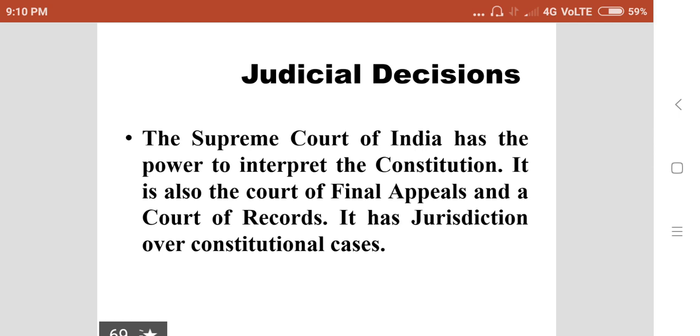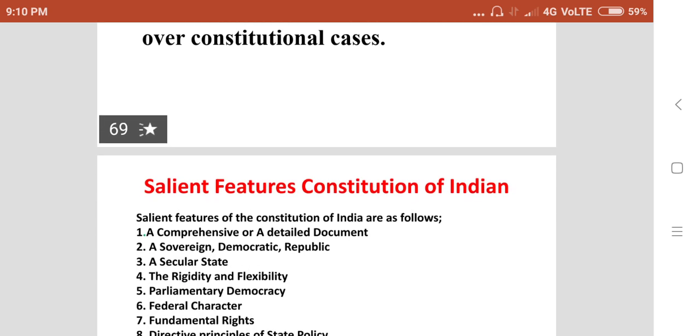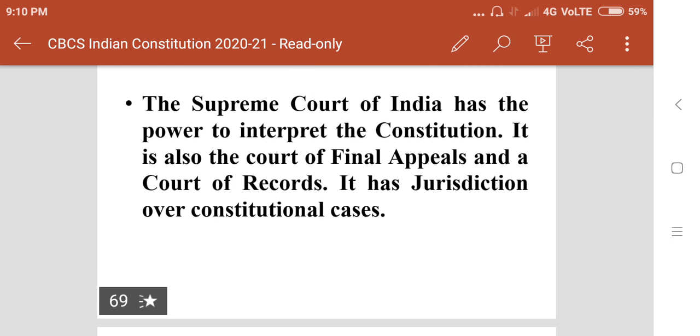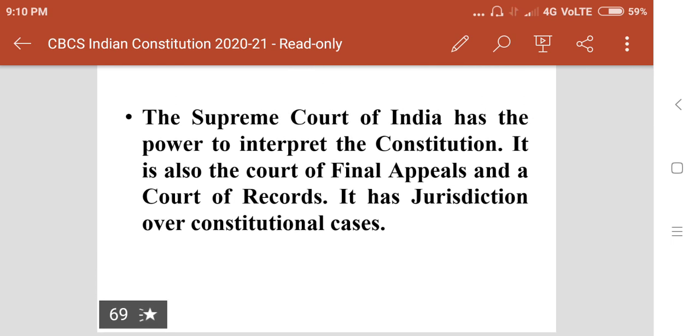Then judicial decisions are also another important aspect in the making of the Constitution. The Supreme Court of India has the power to interpret the Constitution. It is also the court of final appeals and a court of records. It has jurisdiction over constitutional cases. So these are the important sources of the Constitution of India.